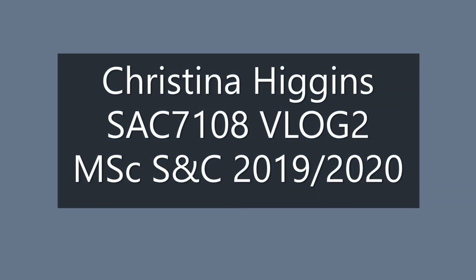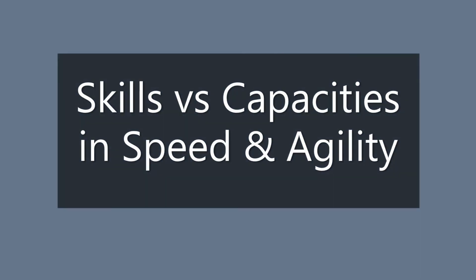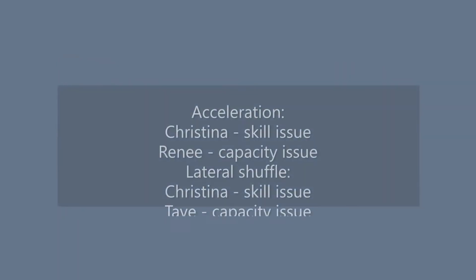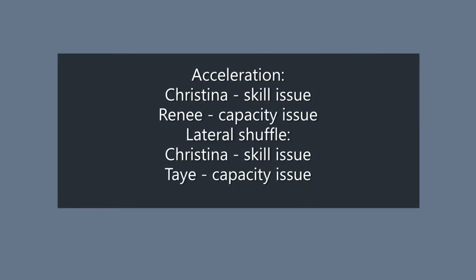This is my second vlog for SAC 7108, focusing on skills and capacities in speed and agility. Assessing skill and capacity issues in acceleration, athlete 1 is myself, displaying a skill issue, and athlete 2 is Renee, who has a capacity issue. In the lateral shuffle change of direction exercise, athlete 1 is again myself, demonstrating a skill issue, and athlete 2 is Tay, who has a capacity issue.